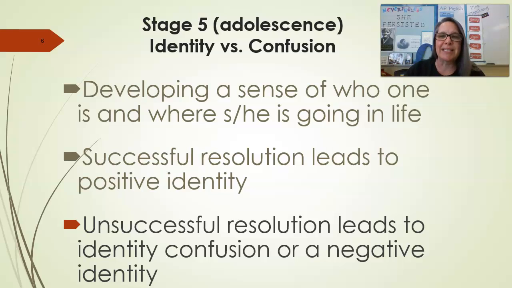If you do not successfully resolve these questions and these issues, then it can lead to identity confusion or to a negative sense of identity. So identity confusion, you don't know who you are, or a negative identity where you are maybe one person to your parents, but you're a completely different person to your friends. And as a teenager, that's totally normal. That's completely normal. By the time you get out of your adolescence, 20, 21, 22, those people should merge into one person that you're comfortable being in front of everybody that you know.